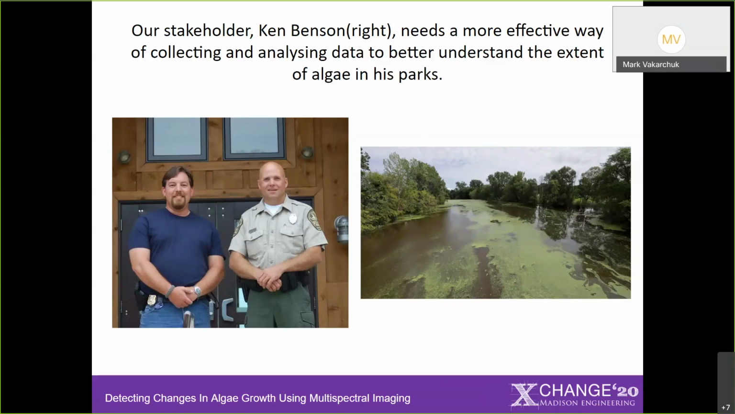And so they use satellite imagery right now just to get a bird's eye view of the algae. But one of the biggest complaints that he had is that satellite imagery in general is very low resolution compared to what a drone could provide. So he's very interested in the prospect of using drones to increase the resolution and therefore make better decisions.